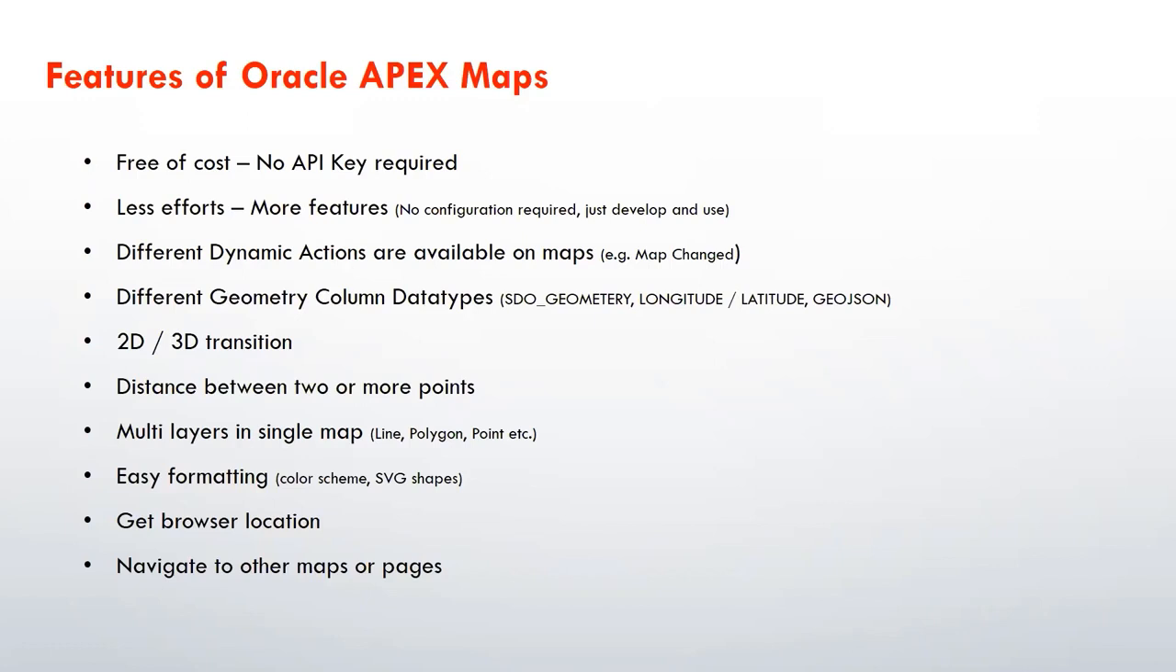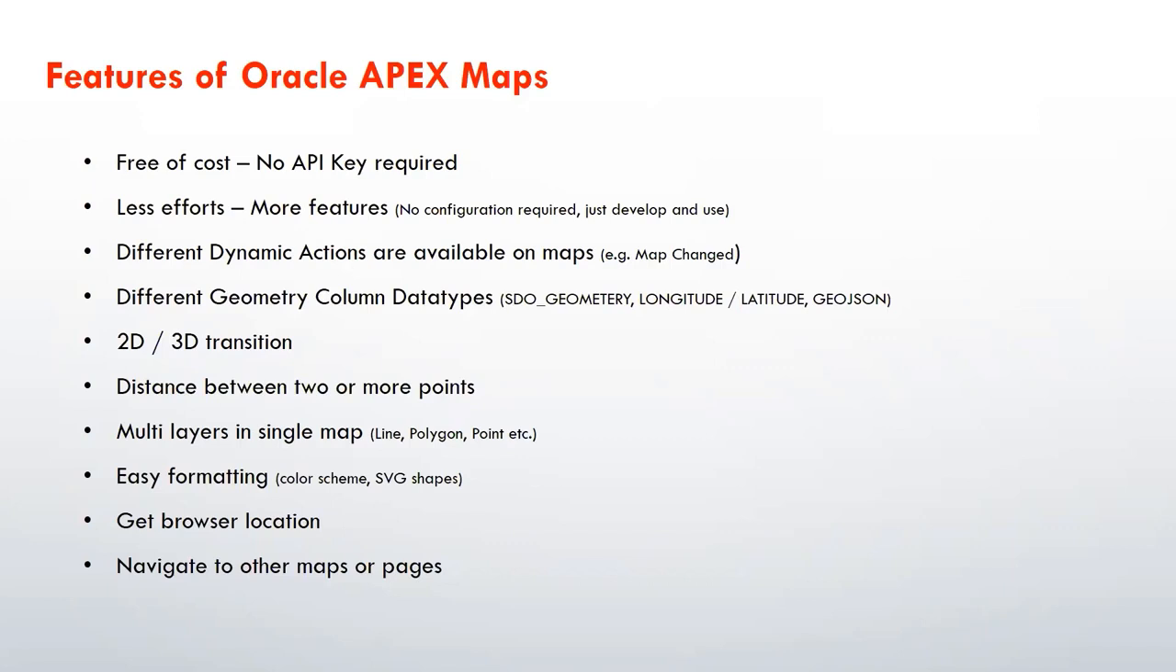And for all these things which I'm discussing, we don't need any specific effort. Everything is available in declarative form. We just need to check or uncheck the options as attributes of the map, and all the features will be available to us. Then we can have multiple layers like lines, polygons, or points, etc.